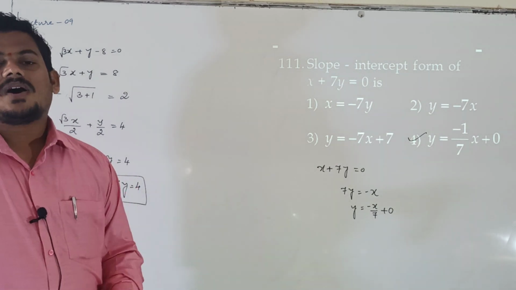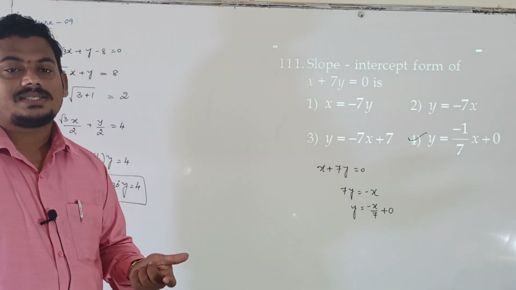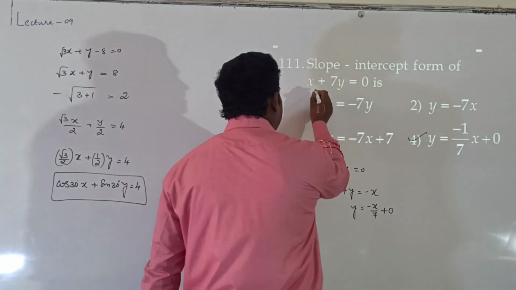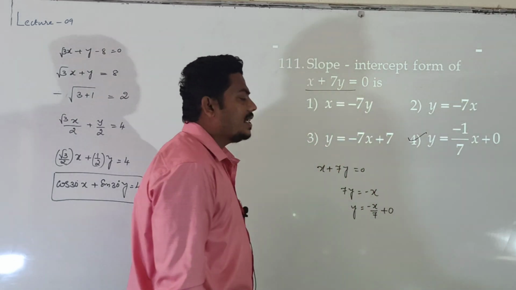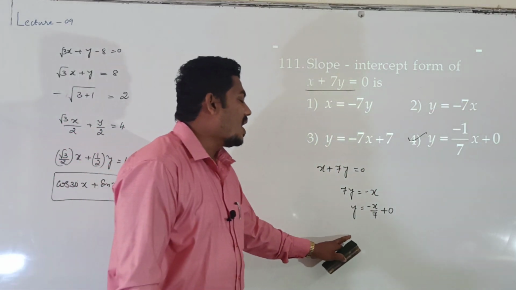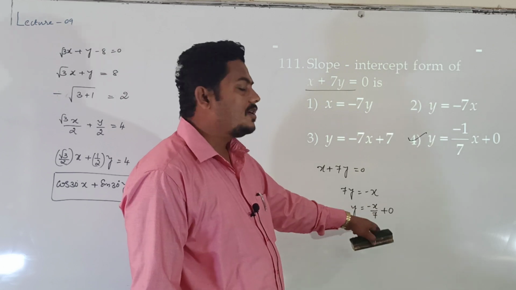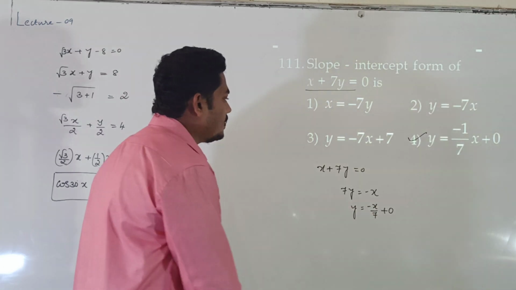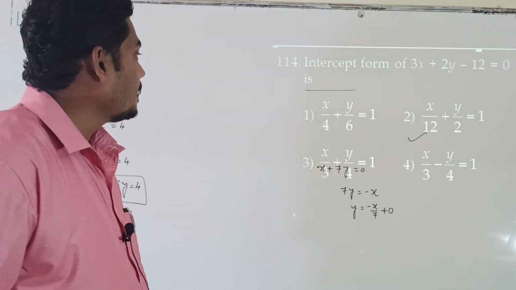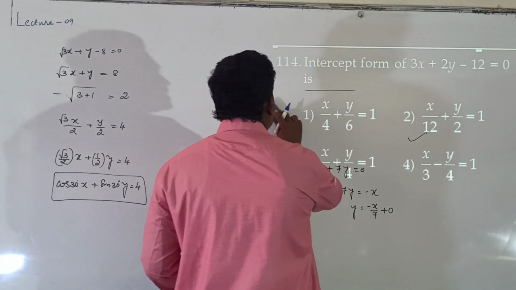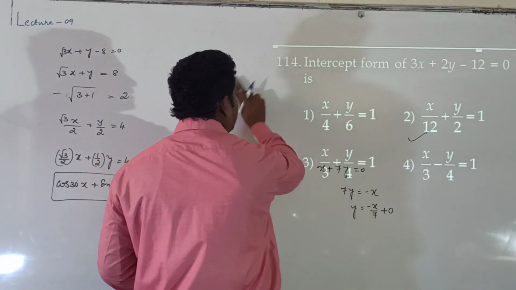Slope intercept form means y equal to mx plus c. Reduce this equation into the form y equal to mx plus c, that is y is equal to minus 1 by 7 into x plus 0. Next question, that is 114.